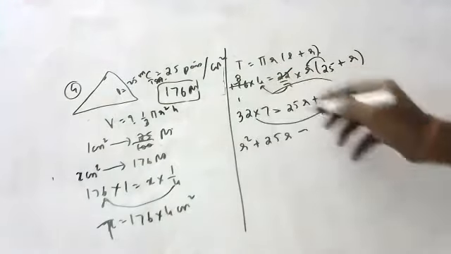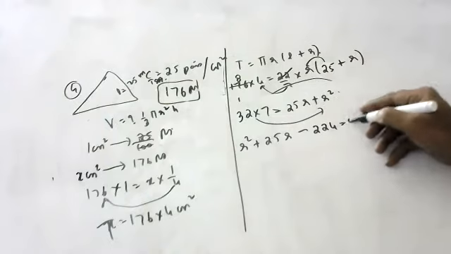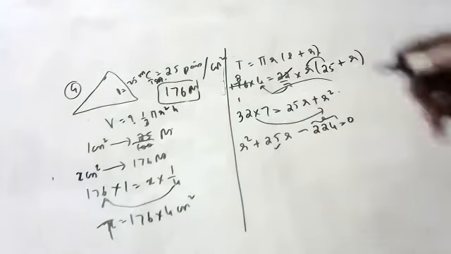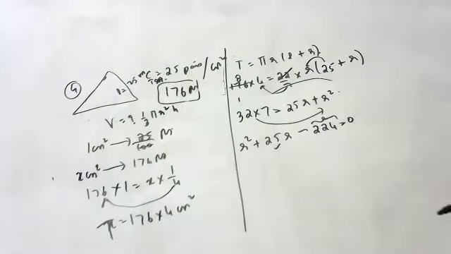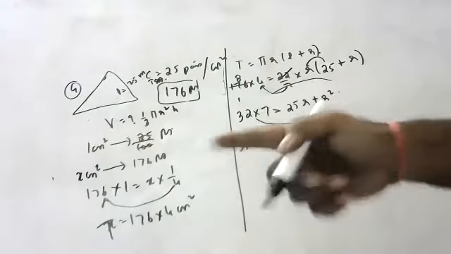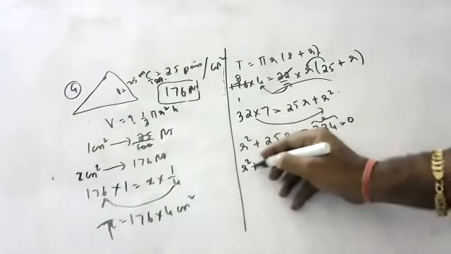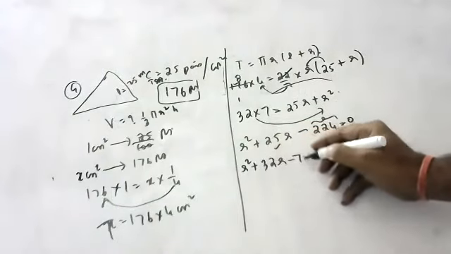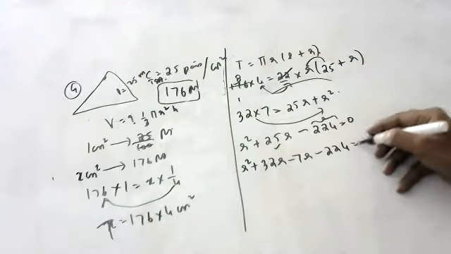32 into 7, 224. Now tell me, children, on multiplication: 32 into 7 is 224. 32 minus 7 is 25? Very good. R square plus 32r minus 7r minus 224 is equal to 0.